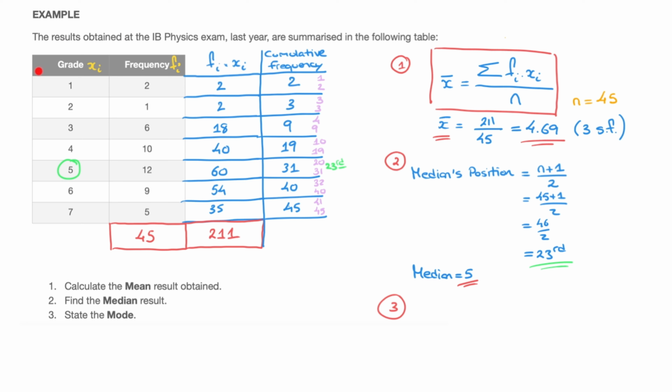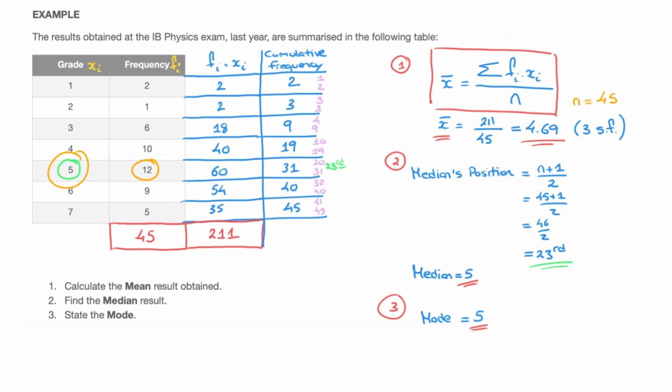Finally, the third thing we had to find was the mode. Now, to find the mode from a frequency table, all we have to do is look for the highest or largest frequency. And looking at our frequency column here, it doesn't take us long to see that the highest or largest frequency we have is 12. And consequently, the mode is 5. And so I can state that the mode is also equal to 5.